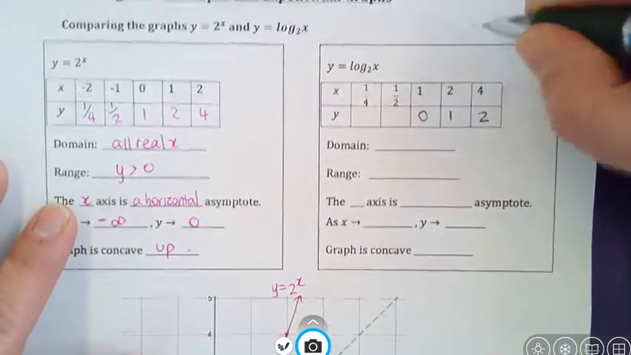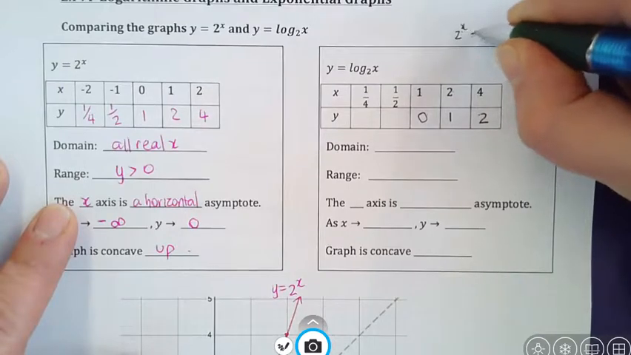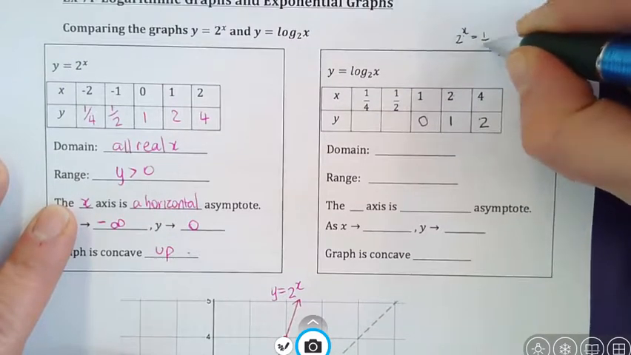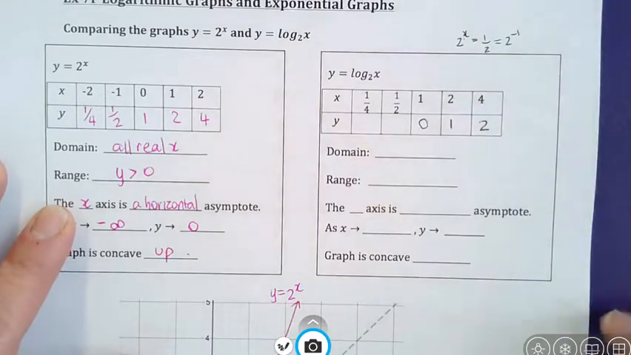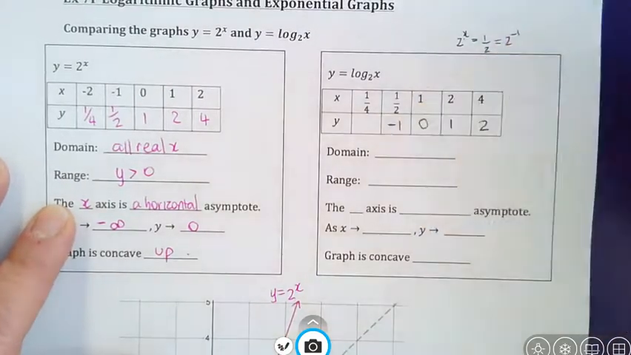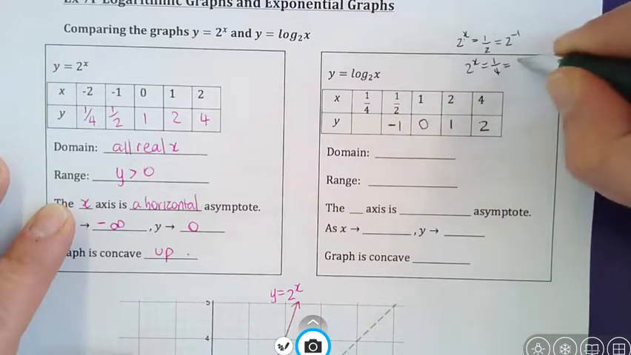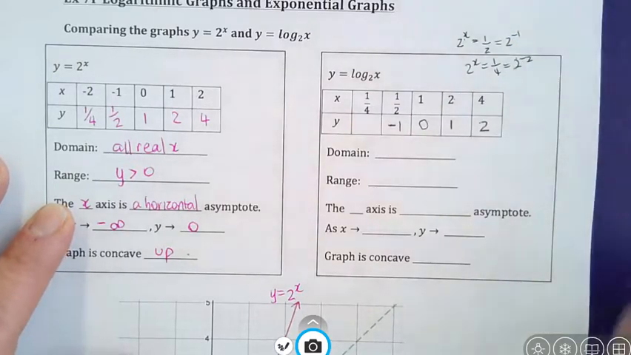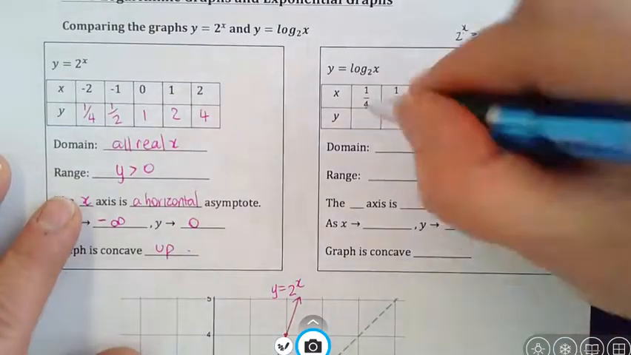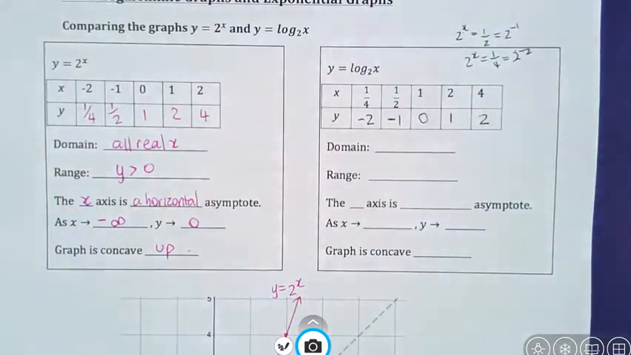Okay, now, 2 to the power of what gives me a half? Now, a half is 2 to the -1. So it must be -1. And 2 to the power of what is a quarter? Now, a quarter is 1 over 2 squared, or 2 to the -2. So 2 to the power of -2 gives me a quarter.